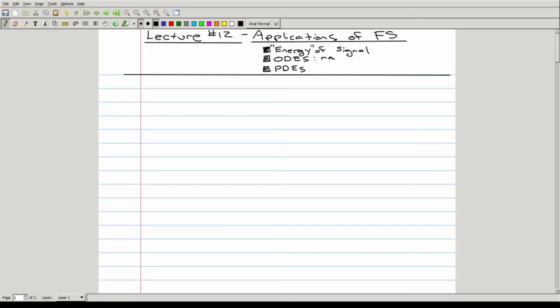nth order linear constant coefficient ODEs that are inhomogeneous, and for PDEs we'll discuss what are called separable PDEs.